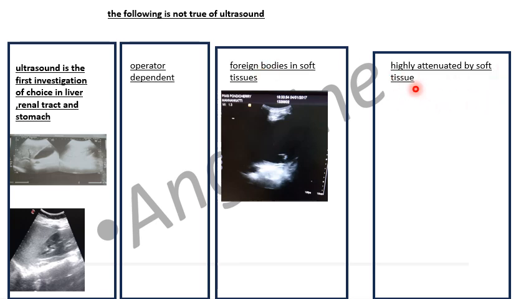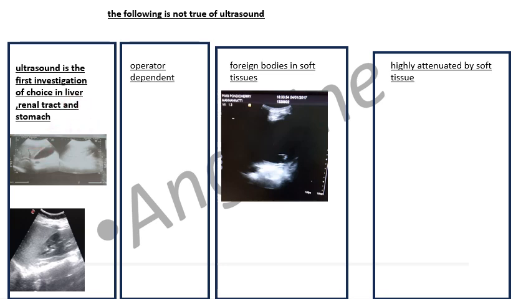Soft tissue will absorb the ultrasound nicely, so the rays will get attenuated. Attenuated means suppressed or brought down. Now, is ultrasound the first choice of investigation in the liver, renal tract, and stomach? In the liver and renal tract, it is the first choice, but not the stomach. See, they have included the stomach there. If you don't read this properly, you will straight away mark this answer.